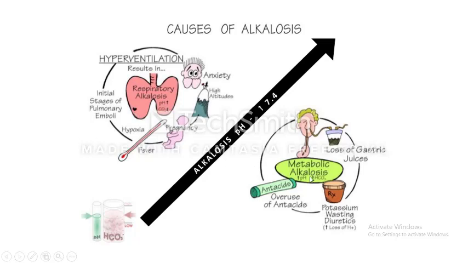While in metabolic alkalosis, where pH is high and bicarbonate concentration is also high, the causes can be loss of gastric juices. As you know, gastric juices contain acids, so as the acids become low, it causes alkalosis. Or potassium-wasting diuretics, the persons who are taking diuretics, it can also cause the loss of protons or hydrogen ions, that can lead to metabolic alkalosis. Or the overuse of antacids, that can also lead to alkalosis.